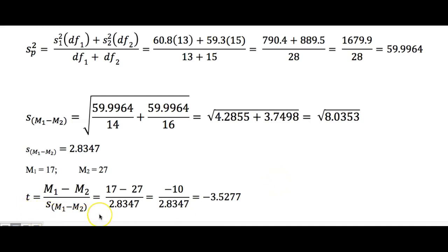So now we can do the t observed, or the t obtained, or the calculated t. Our sample means, 17 minus 27, is in the numerator, divided by estimated standard error, which is 2.8347. That gives us negative 10 divided by 2.8347, which gives us an obtained t, or a calculated t, of negative 3.5277. So, what's the decision?